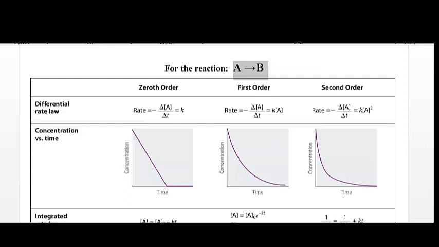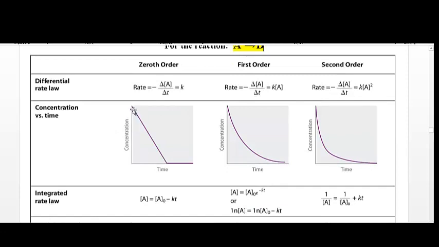Second thing is notice that we're talking about the reaction A going to B. We're not talking about A plus B going to C plus D, or A plus B plus C going to D plus E plus F. We're talking about just one reactant going to one product. And if that A decays with zero order, you notice your rate is equal to k, and the concentration of A is just going to go down.